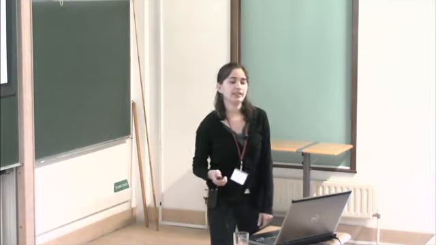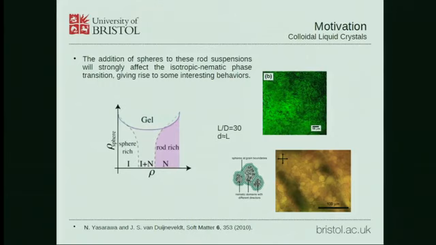We haven't studied the phase diagram of this system, and this is one of the things that I'm doing currently in my PhD. This is just a sketch of the possible phase behavior. We haven't totally gotten to it, but what we expect is some sphere-rich phases, some rod-rich phases, depending on the concentration of the rods and the spheres, and maybe a gel phase at some point.